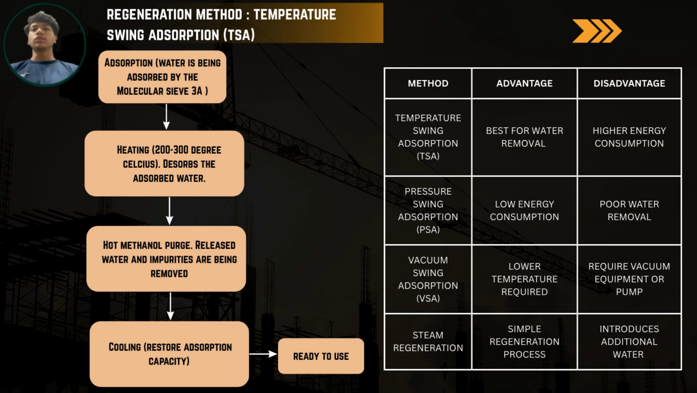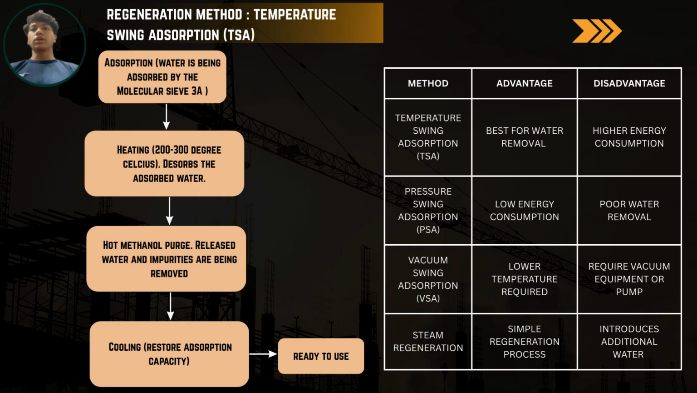The function is to desorb the water adsorbed in the first step. The third step is the hot methanol purge. It is to release or wipe away water and impurities in the column itself. The last step is the cooling process. This step is to restore the adsorption capacity, so that the temperature will be back to normal operating condition.